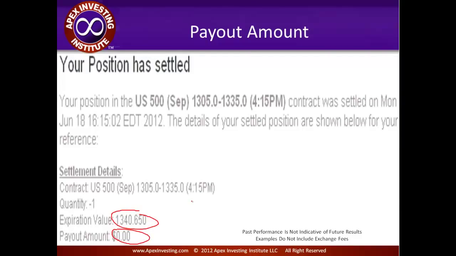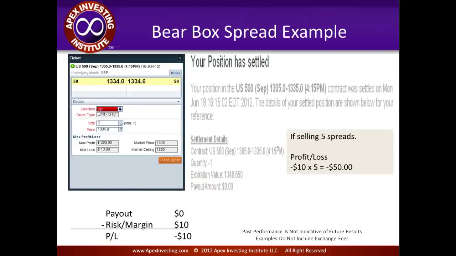So the way that they figured that out is, remember, the spread expired above. We had our box right there, and 1335 was our ceiling. Well, it expired up here, so it's outside the box. It's above it, and remember, we sold the spread. So you look at what the payout was: 0. What was the risk? $10. So we had a loss on this trade of $10.